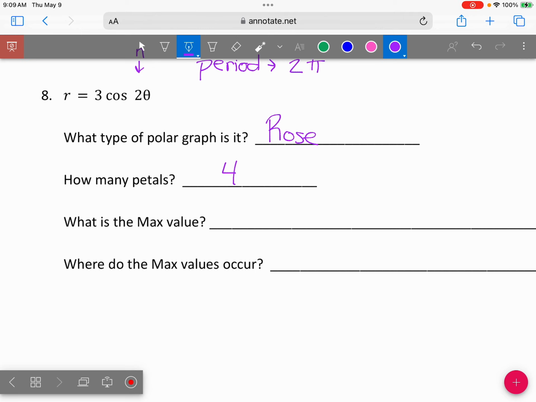So I'm going to jump down to where the max values occur. And those are going to happen when our trig function equals 1 or -1. That's where we're hitting the extremes of it, because it never goes bigger than 1, and -1 is just the radius out the opposite side. So our maximums are going to occur where our cosine of 2 theta equals 1 or -1.